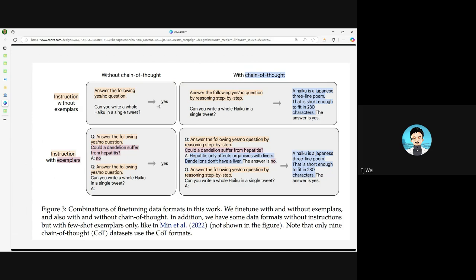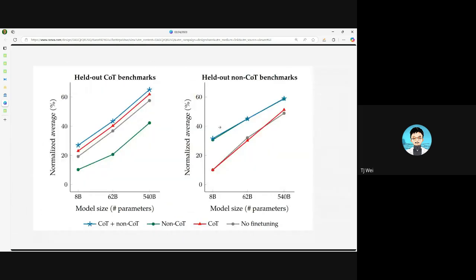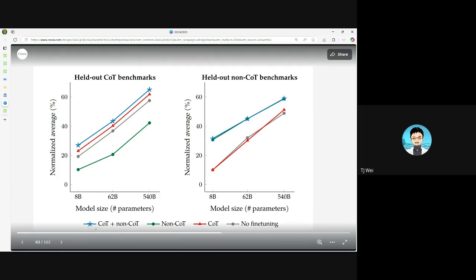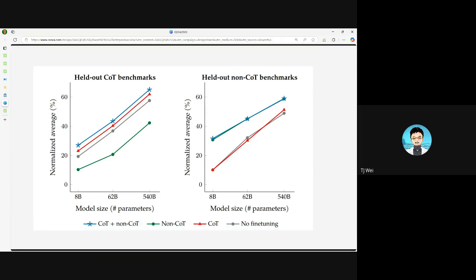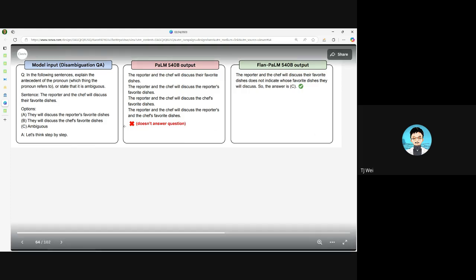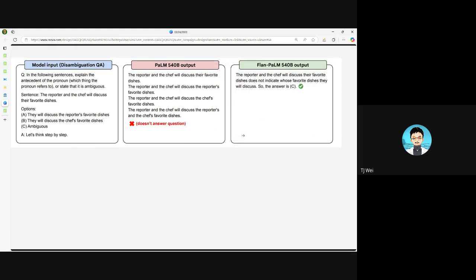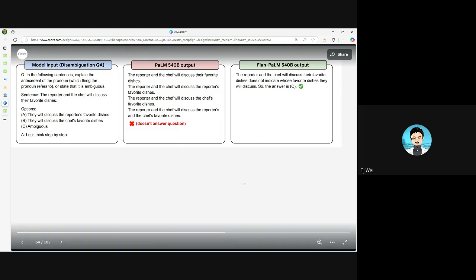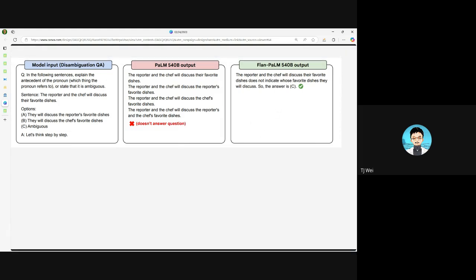It also experimented with chain of thought, and how chain of thought affects the result. The thing is, the chain of thought result is a little bit better. This is chain of thought, and this is non-chain of thought. You can compare the result. In fact, after the instruction fine-tuning, it will achieve the result that we expected it to have.